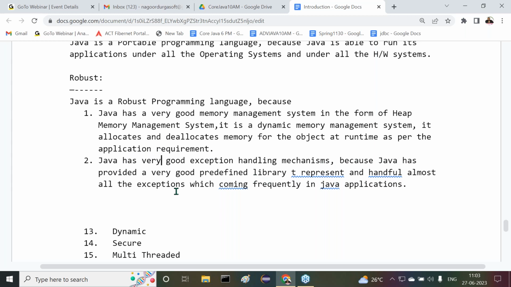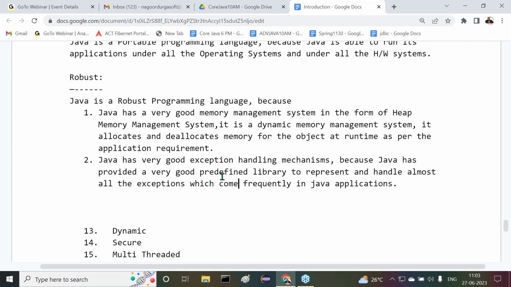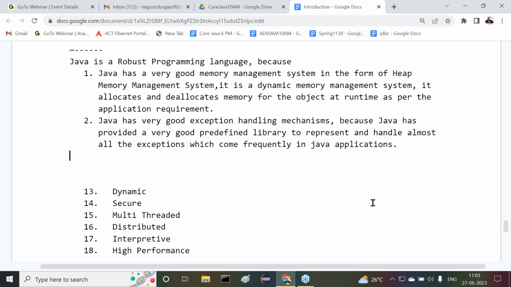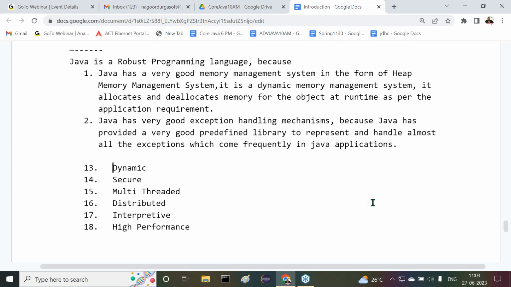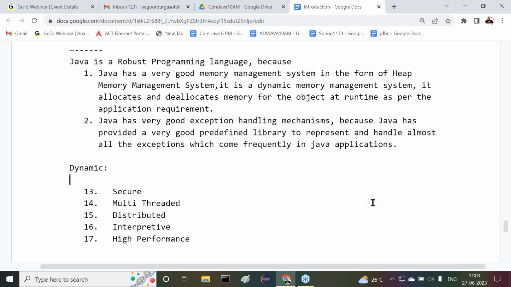Why? Because Java has provided a very good predefined library to represent and handle almost all the exceptions which come frequently in Java applications. That's it. So because of this reason we can conclude Java is a robust programming language. Why am I stressing this particular point now? Out of all these Java features, interviewers may ask a question on only this particular point.